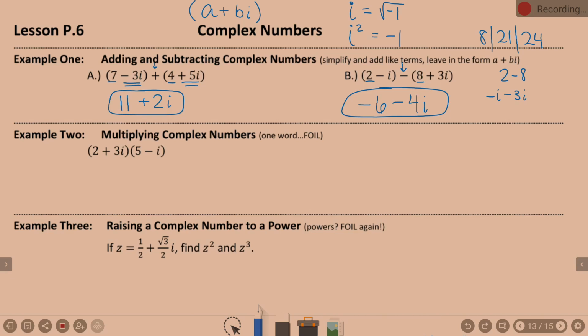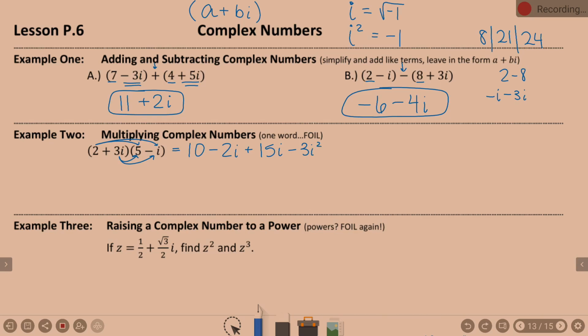2, multiplying complex numbers. When you're multiplying complex numbers, you're multiplying a binomial times a binomial, which means we need to FOIL. Okay, so what's first? 2 times 5, which is 10. O is outside. 2 times -i, minus 2i. I is inside. 3i times 5, plus 15i. L, last. 3i times minus i?